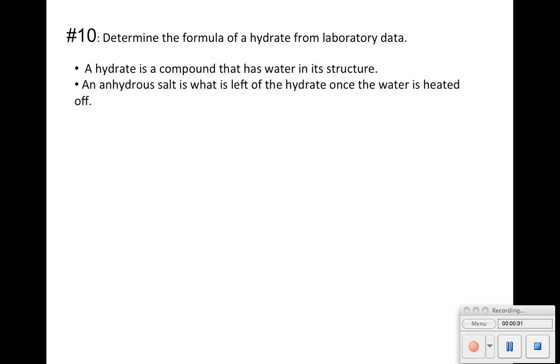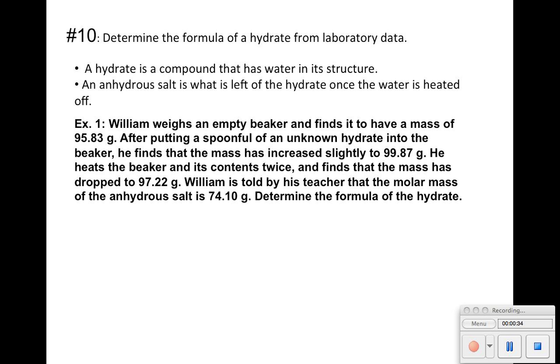Let's look at an example problem. Example 1 says William weighs an empty beaker and finds it to have a mass of 95.83 grams. After putting a spoonful of an unknown hydrate into the beaker, he finds that the mass has increased slightly to 99.87 grams. He heats the beaker and its contents twice and finds the mass has dropped to 97.22 grams. William is told by his teacher that the molar mass of the anhydrous salt is 74.10 grams. Determine the formula of the hydrate.